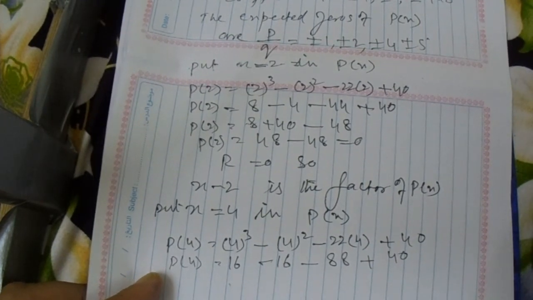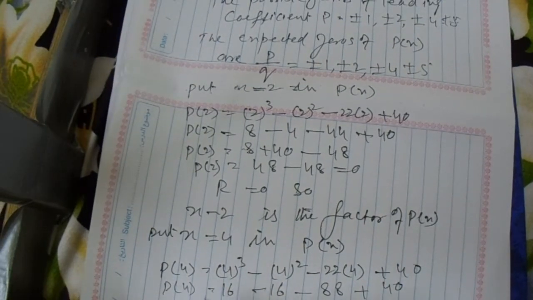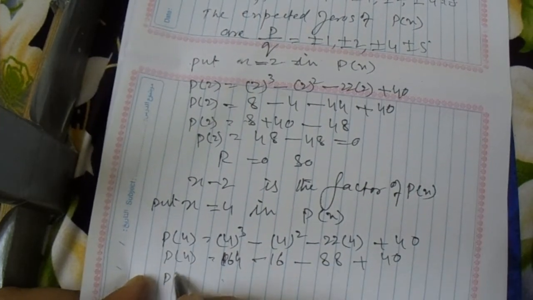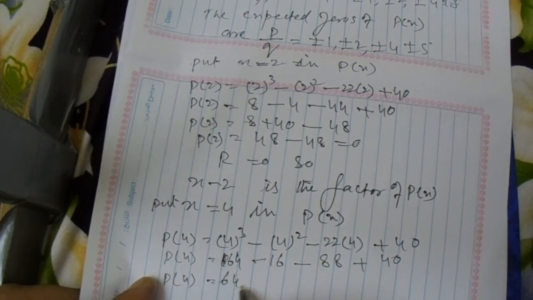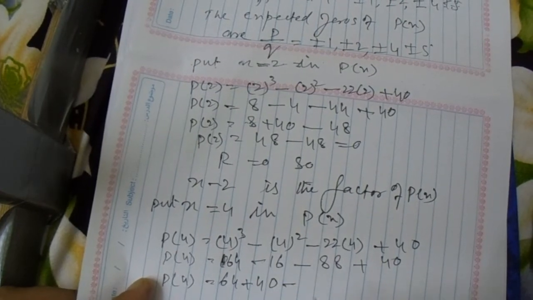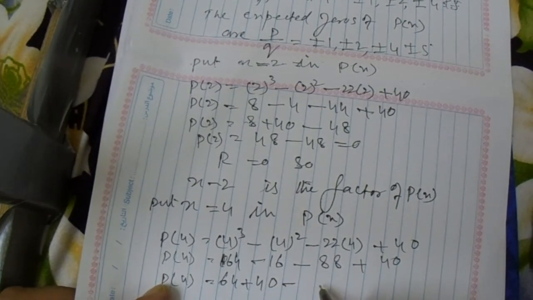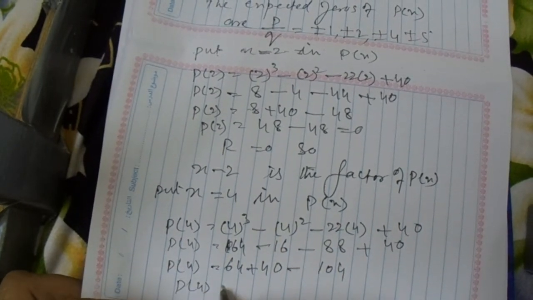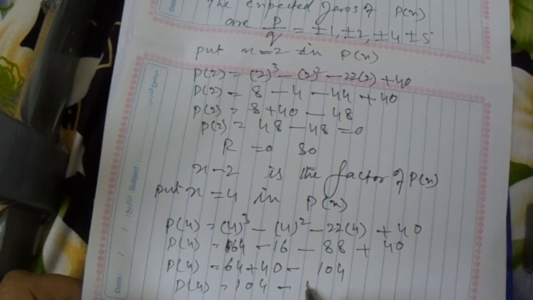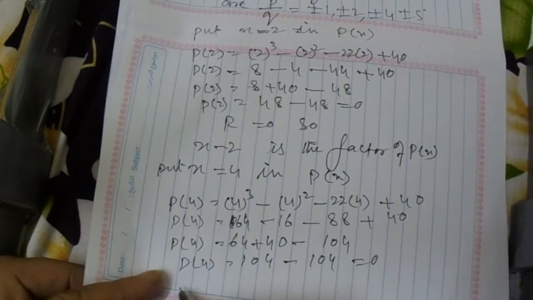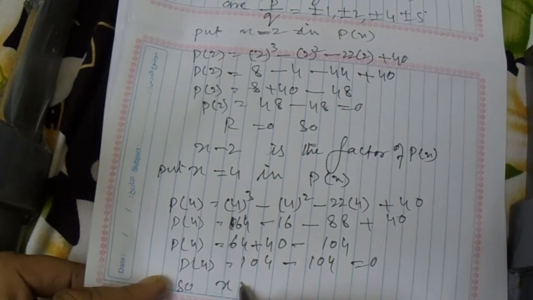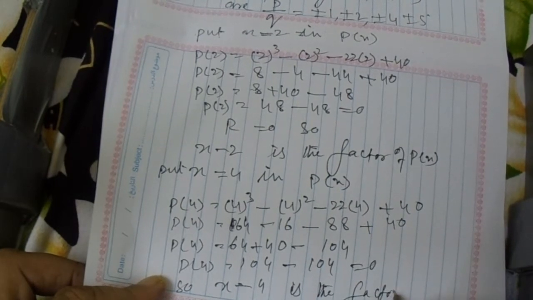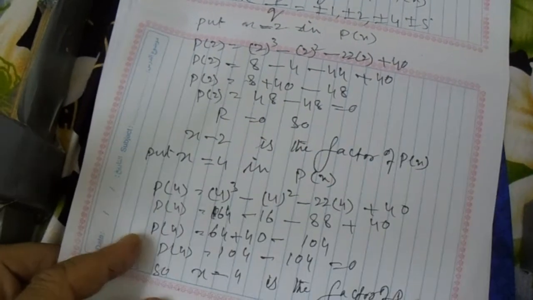Now again, 4 cubed is 64, and P(4) is equal to 64 plus 40 minus 104, and P(4) is equal to 104 minus 104 is equal to 0. So x minus 4 is the factor of P(x).